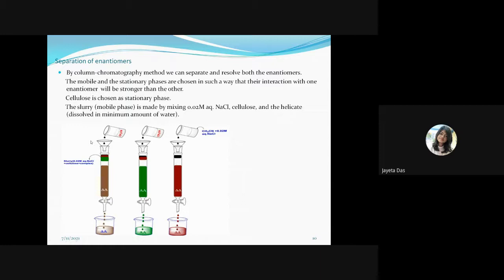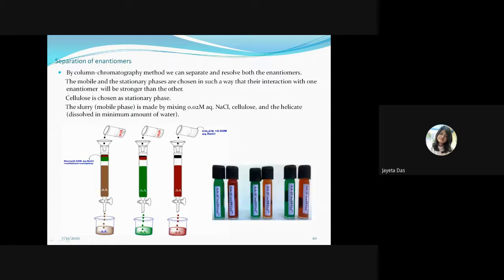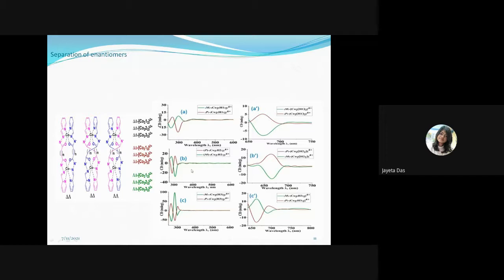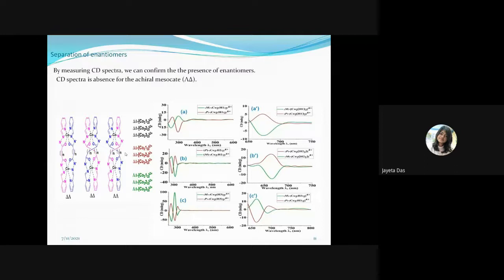So the question then arises: how will we know whether it is delta-delta type, or a mesocate, or lambda-lambda type? For this we have to measure the CD spectra. The CD spectra can confirm the presence of an enantiomer. How can this confirm the presence of an enantiomer? The CD spectra will not be present in the case of achiral mesocates.